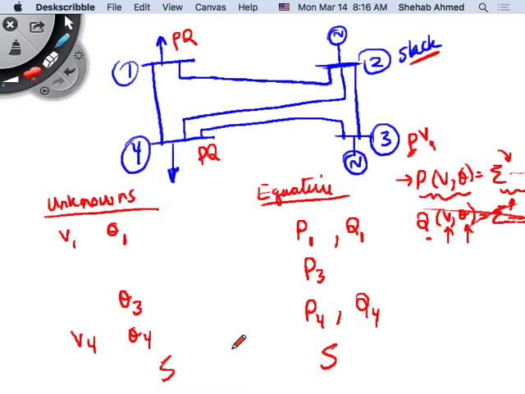right? So now we will set up the power flow problem. Let's go back to the slides and then we'll go back to this. Is everybody okay first with which unknowns, which equations? Okay.